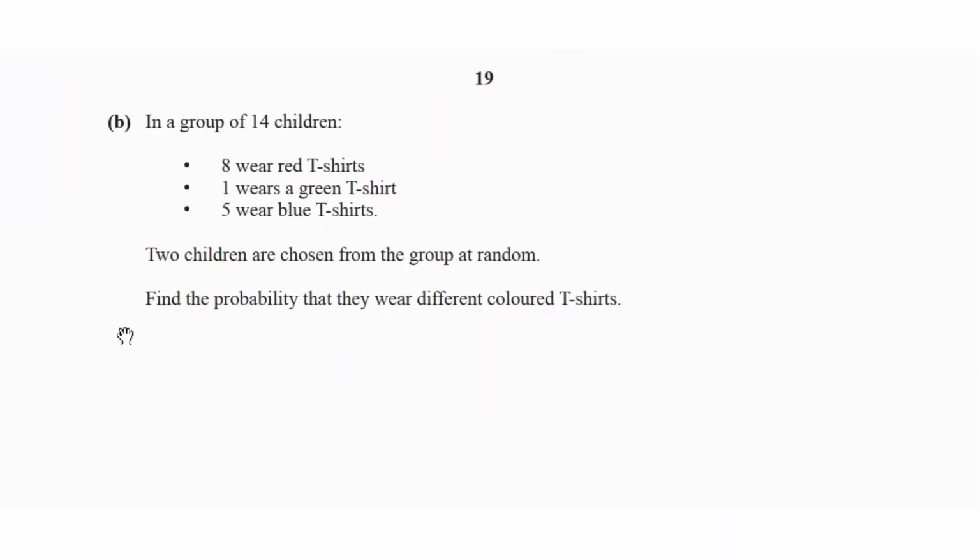In a group of 14 children, 8 wear red t-shirts, 1 wears a green t-shirt, and 5 wear blue t-shirts. 2 children are chosen from the group at random. Find the probability that they wear different colored t-shirts. So if they wear different colored t-shirts, it's going to be 8 over 14. 2 children are chosen, right? So then it can be 1 over 13. So this is red and this is green.